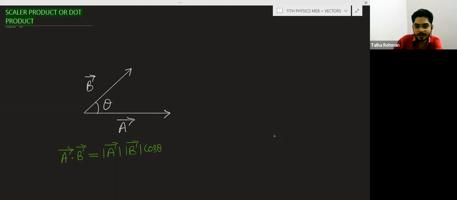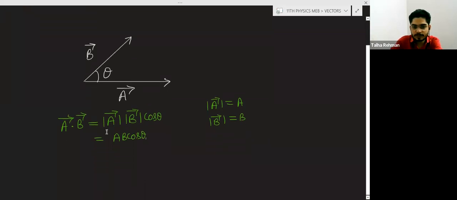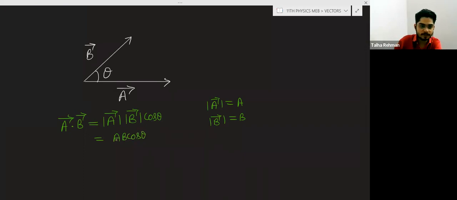Or magnitude of a vector, we can also write a, and magnitude of b vector, we can also write b. So simply you can write ab cos theta. Here a is the magnitude of a, b is the magnitude of b, and cos theta is some number. So the result of the dot product will be a scalar.